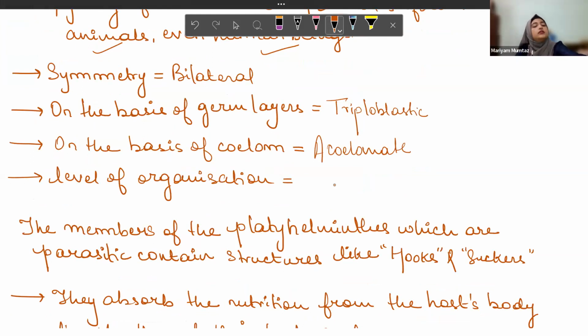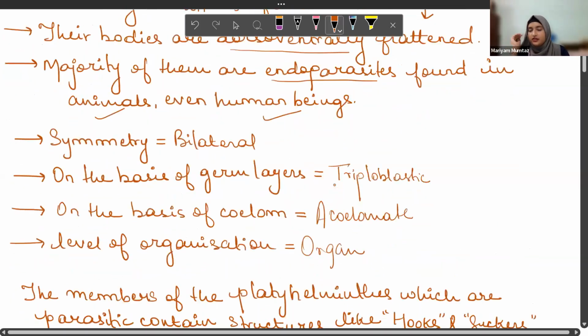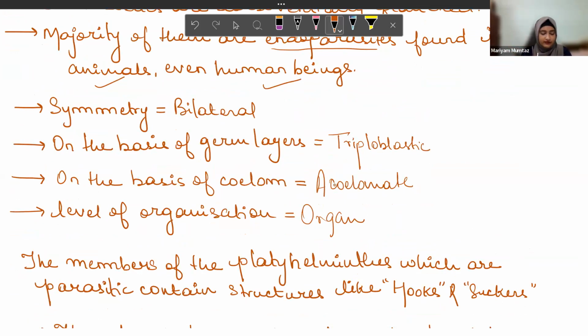Khadija, what is your answer? Is it organ system in your answer too? Yeah. So I would like to tell you people that you both are wrong. Organ system starts from Aschelminthes. Okay, it has only organ level of organization. Understood? So if you remember those bases of organization pretty well, then these terms would be easier for each and every phylum that you can write.